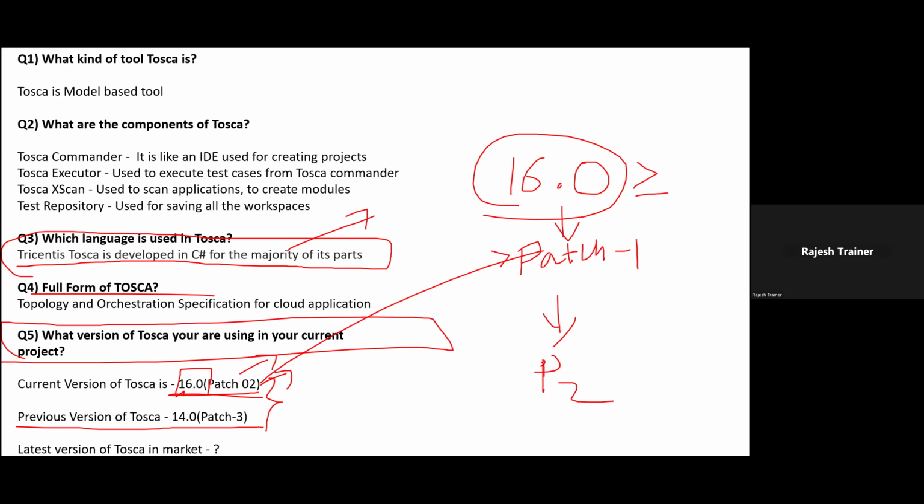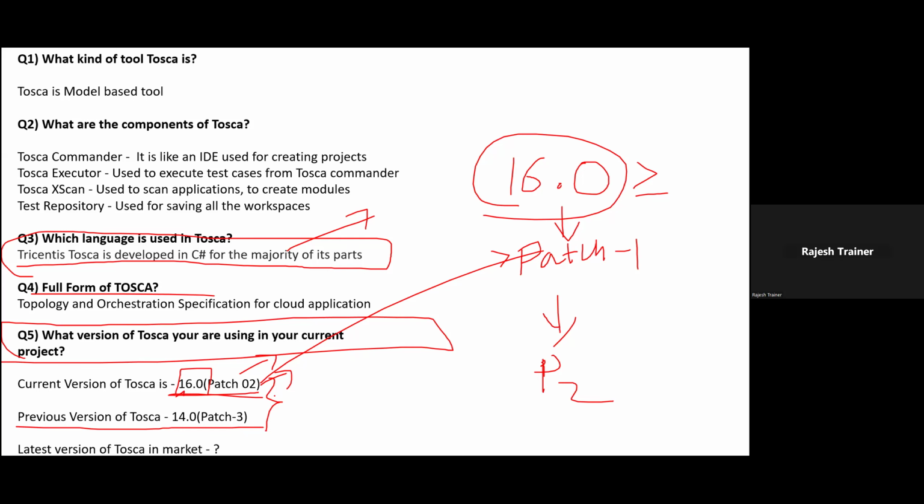100%. If they want to start from the very basics, they will ask what the components of Tosca are and what the sections of Tosca are. What is the current version of Tosca you are using? The current version is 16 and the previous version is 14.0. For 16.0, you will call it 16.0 or 16.0 patch 2, and the earlier one is patch 1.